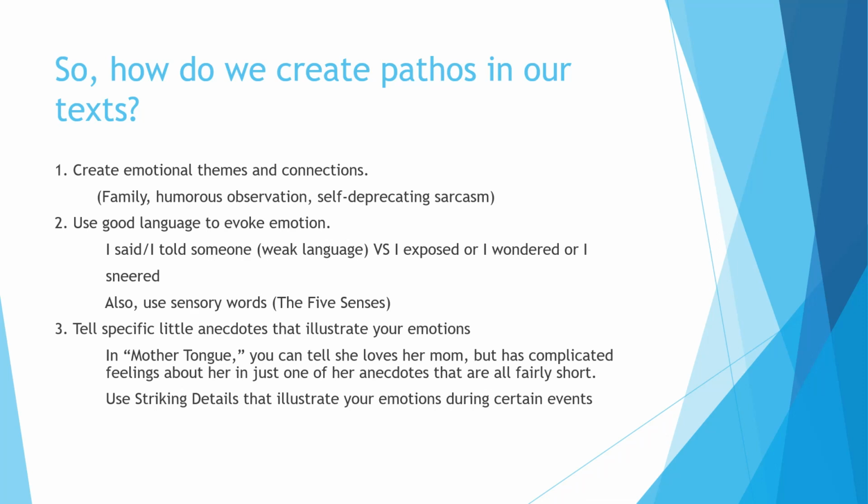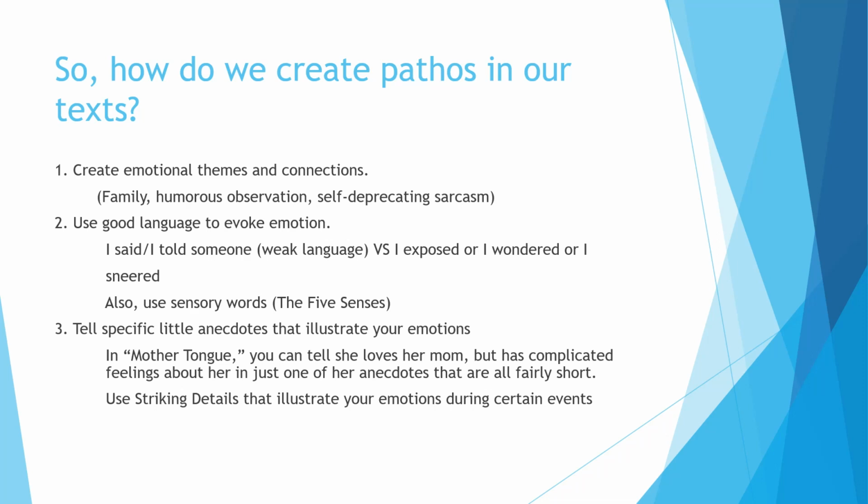So how do we create pathos in our texts? We will actually go over many examples of this, but here are some beginning examples. You can create emotional themes and connections. For example, family. Most people have a family of some sort, whether that's found family or not, and you understand those feelings that come from having family members, and love or protection, etc. So having themes that people can connect to and relate to their own lives, humorous observation, depending on what your message or argument is. There can be sarcasm, like that can even be a way to connect to people. So that's one way to create pathos.